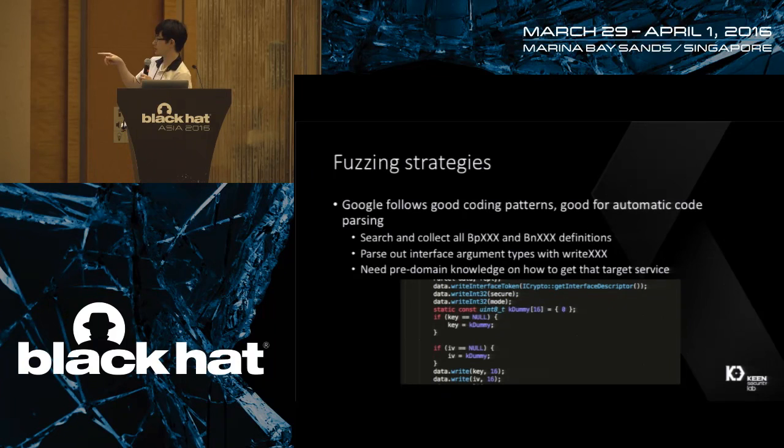We can see in the screenshot that there are some functions named data.writeInt32 or writeInterfaceToken. WriteInterfaceToken is actually a string. And also in the lower part, we can see a data write of key 16. That means that it writes a byte string with length 16 to the Parcel. So with this knowledge in hand, we can know what parameters this binder service will accept and how they will appear.